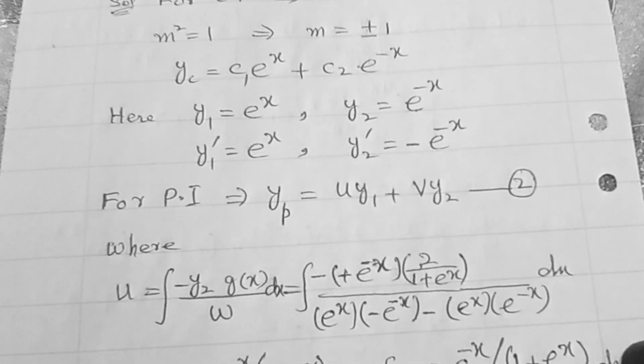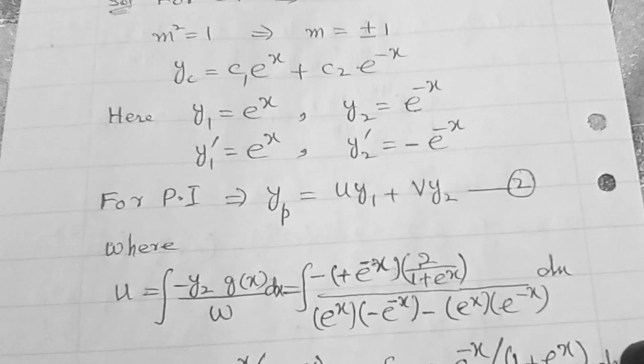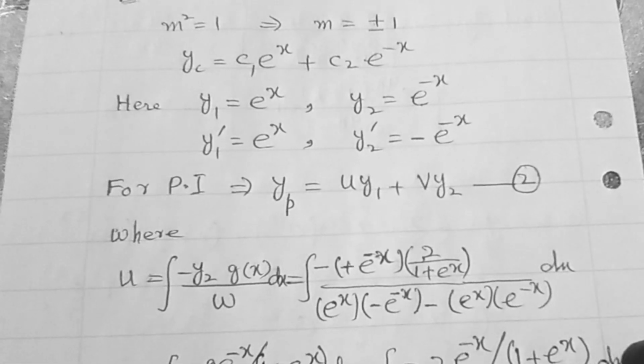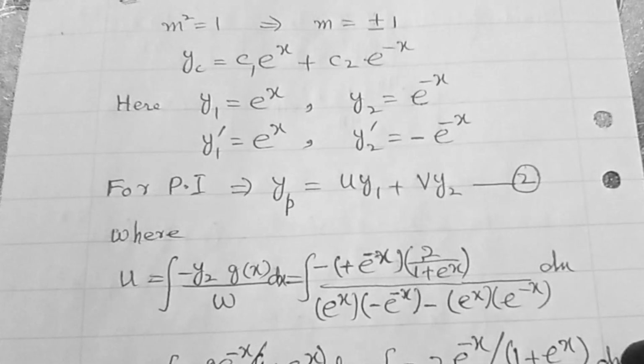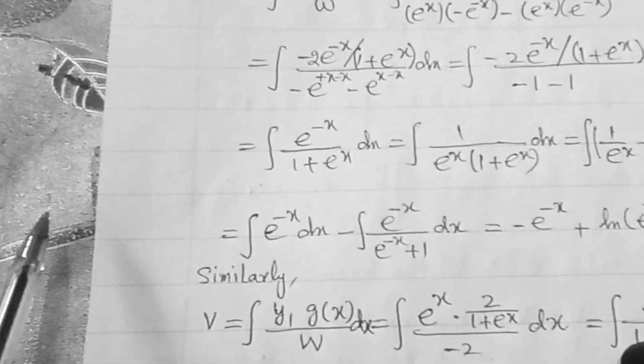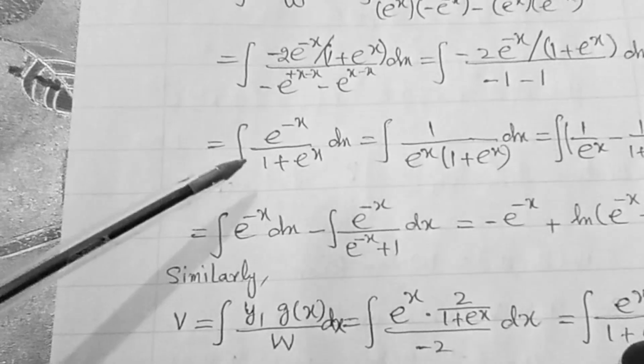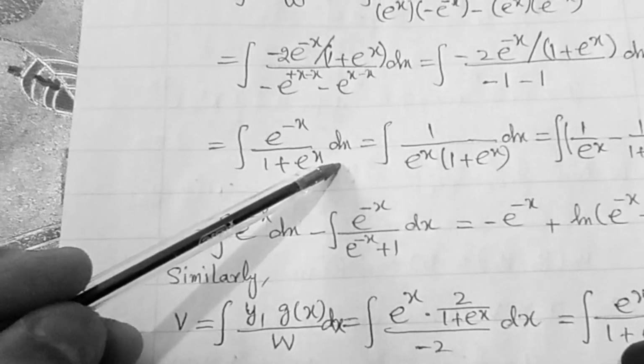So that gives minus 2 exponential minus x divided by 1 plus exponential x. Here the bases are the same and the powers combine, so e power x minus x would be e power 0, and so only minus 1 and minus 1, that is minus 2. This minus 2 and this minus 2 will be cancelled out. Only the remaining term will be exponential minus x divided by 1 plus exponential x into dx.